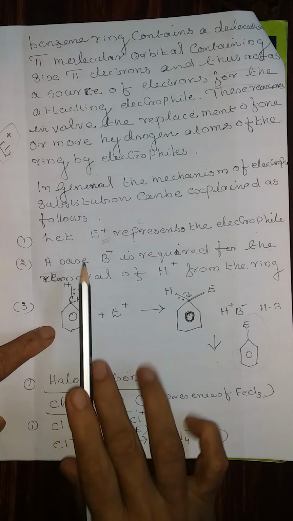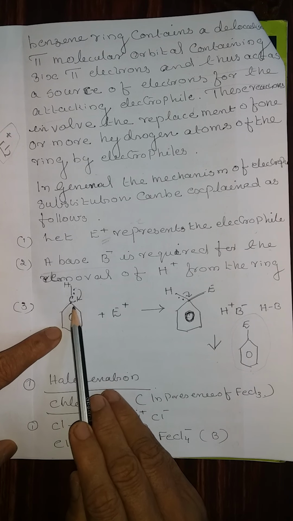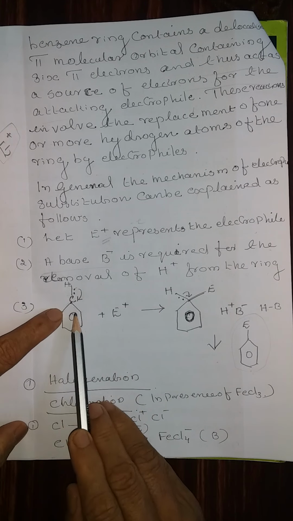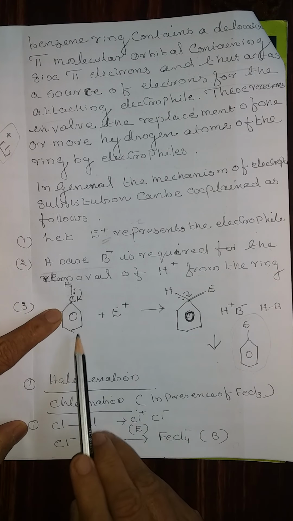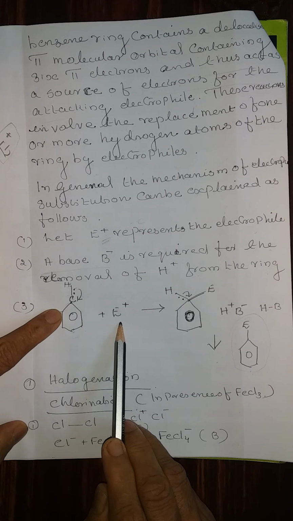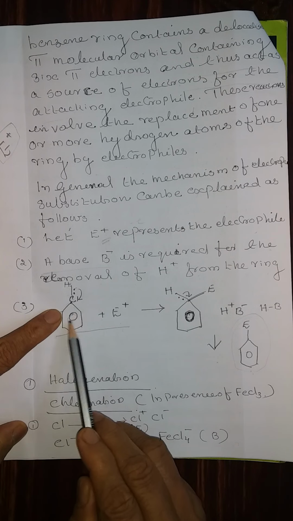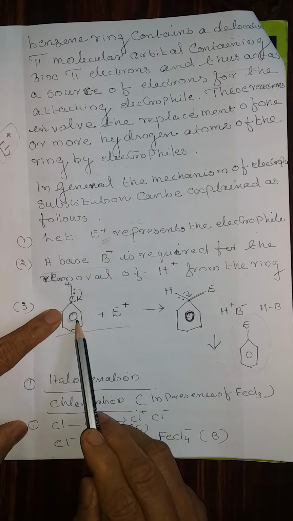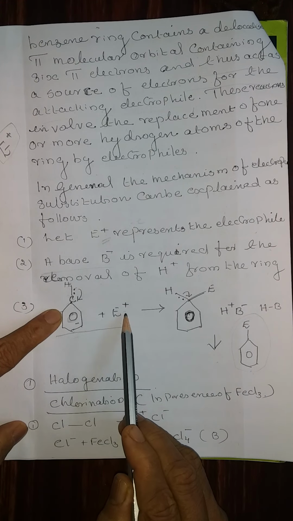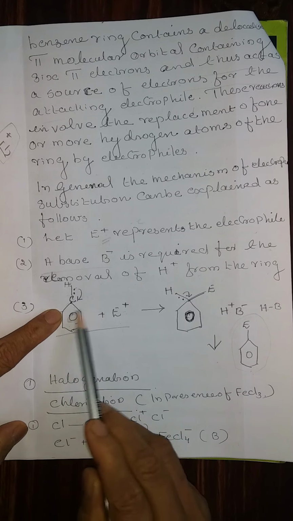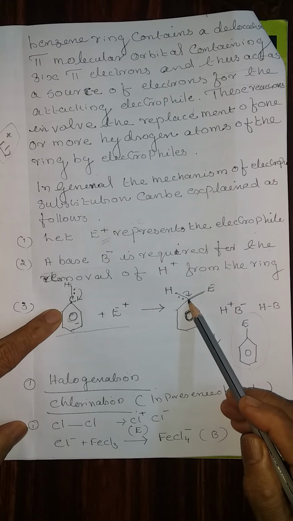Let us see the steps. The first step, the benzene ring, in that it is a carbon atom carrying the hydrogen. Only one hydrogen is shown because only one hydrogen is eliminated in this case. Plus E plus means an electrophile. This is called the first step. As a result of the electron cloud in the benzene ring, this is negatively charged. Electrophiles are positively charged. These are attracted by the electron cloud of the benzene ring. Thereby, this E tries to get attached to the benzene ring.